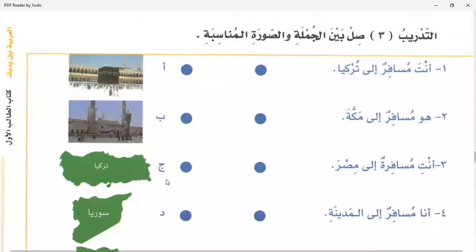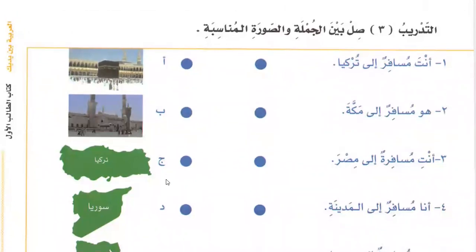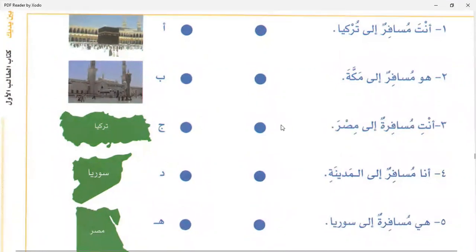Exercise Three: connect the sentence with the appropriate picture. So you'll join them. For example, "you are traveling to Turkey" is appropriate for jim, so you'll join it with jim. In this way, you will join all the others. If anyone has any question regarding this page or previous pages, she can ask me.